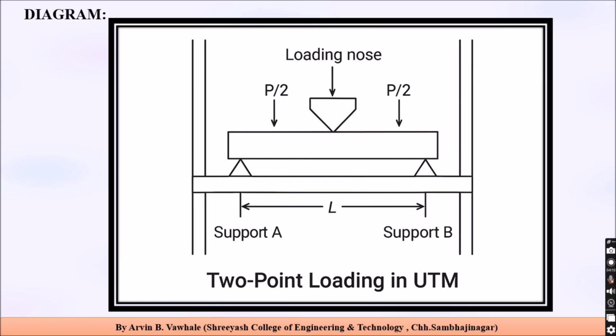3-point loading, or a 3-point bending test. The specimen, usually a beam, is supported at two ends and loaded at the center with a single downward force. It produces maximum bending moment at the center and is used to determine flexural strength or modulus of rupture. Stress is equal to 3PL by 2BD square, where P is load at fracture, L span length, B width, D depth of beam.